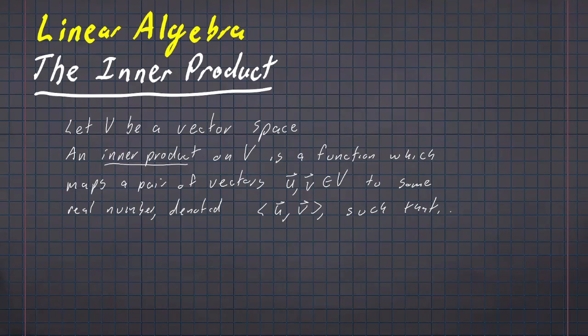So let's let V be any vector space. We will define an inner product on V as a function which maps a pair of vectors little u and little v to some real number, which we will denote using these angle brackets. So angle brackets, vector u comma vector v, is read as the inner product of u and v, and it is a real number that has four properties associated with it.